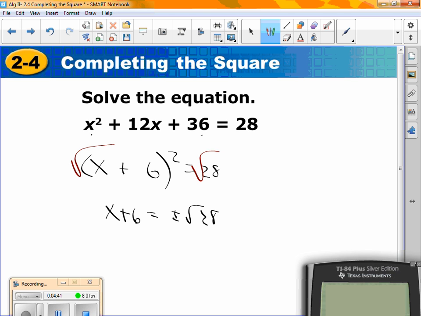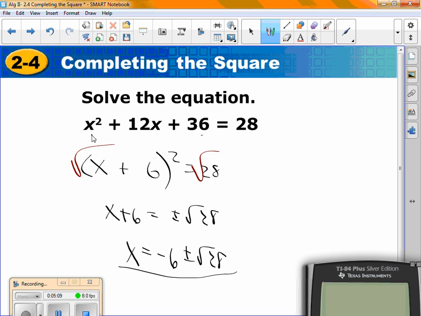Now I subtract the 6 over. This is one part where you got to be careful. Negative 6 plus or minus the square root of 28. That negative 6 does not go into the radical. You can't do that before you do all the square roots. You have to do the square root before you start moving stuff over. You can't break out of a parenthesis that has parentheses and a root.